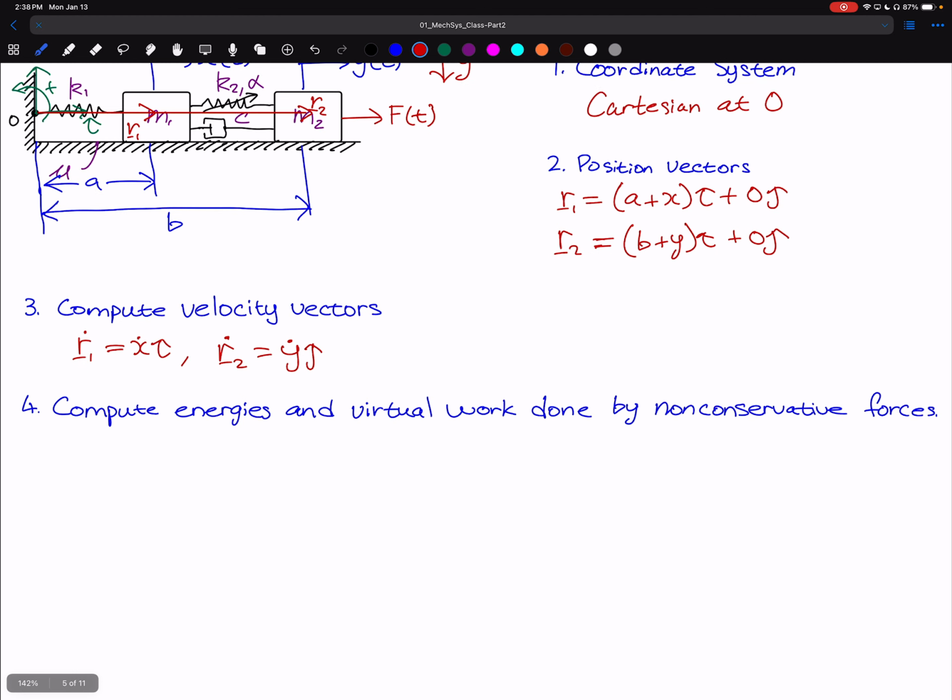From here, we're going to compute the kinetic and potential energies, and then we're going to look at the virtual work done by the non-conservative forces. So first off, there's a question, yes? Would that be y dot i for j? Yeah, absolutely. It should be y dot i because it's in the i direction.